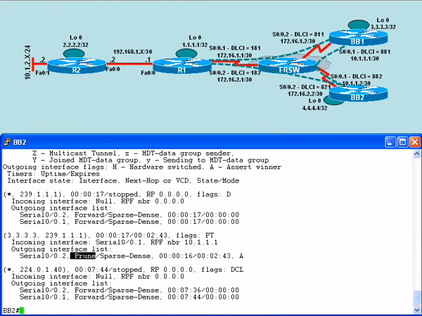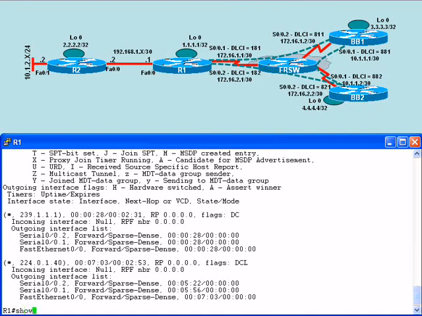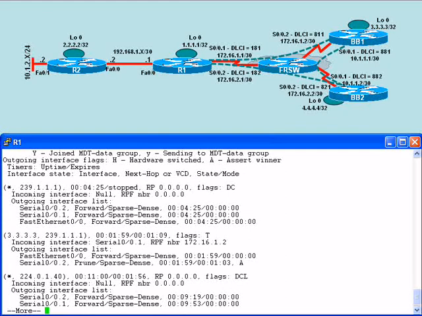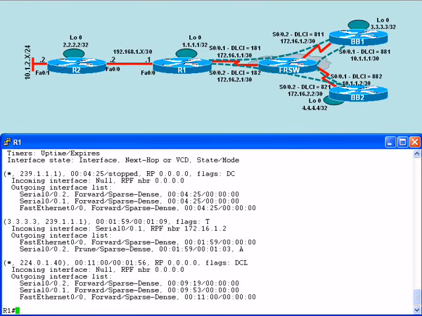Let's go over to router R1 and check out its multicast state. Let's do a show IP mroute. We now have an S comma G entry on router R1. It shows that we're coming into router R1 on serial 0/0.1, which means that we're coming in directly from router BB1. Our OIL, our outgoing interface list, shows that we're sending traffic out of Fast Ethernet 0/0, and also serial 0/0.2, which goes up to BB2, but you'll notice that link has been pruned off.